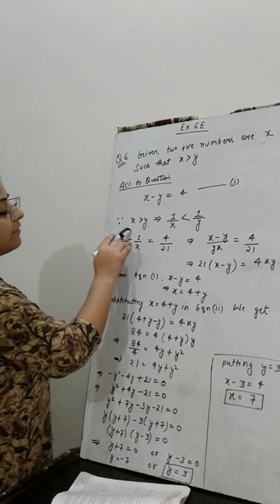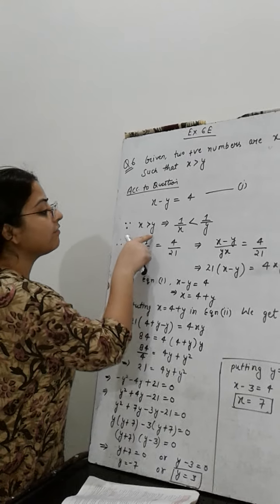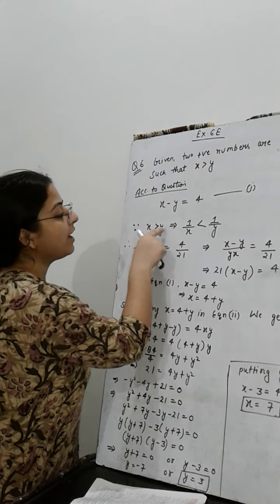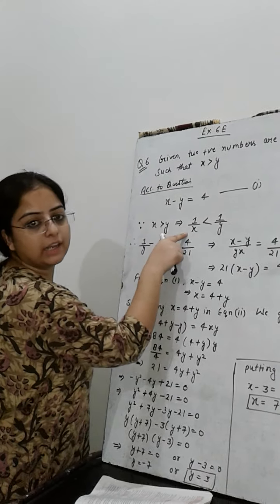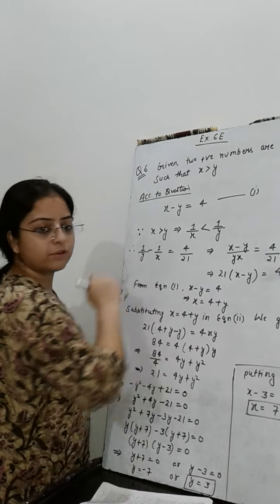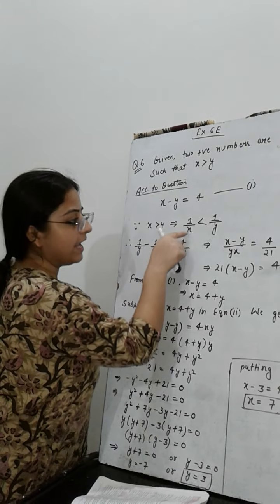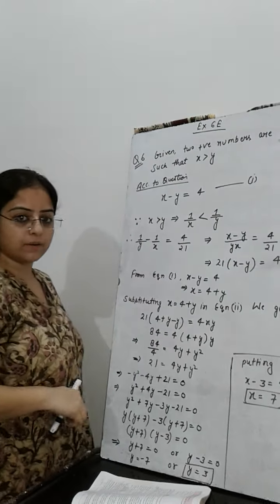Now, since it is given that x is greater than y, x अगर y से बड़ा है, तो अगर हम x का जो रेसिप्रोकल निकालेंगे, वो क्या होगा 1 upon x. y का रेसिप्रोकल होगा 1 upon y. अगर x y से बड़ा है, तो 1 upon x, 1 upon y से छोटा होगा.